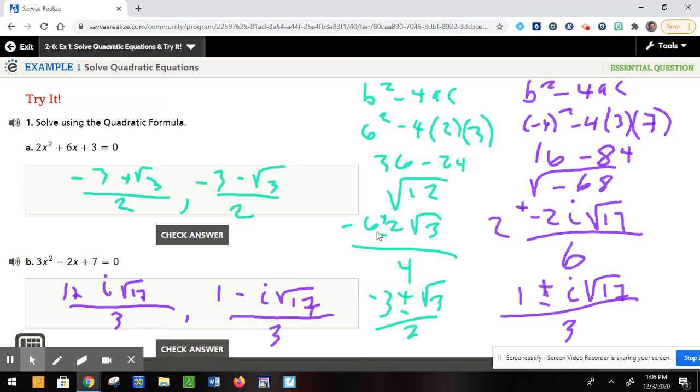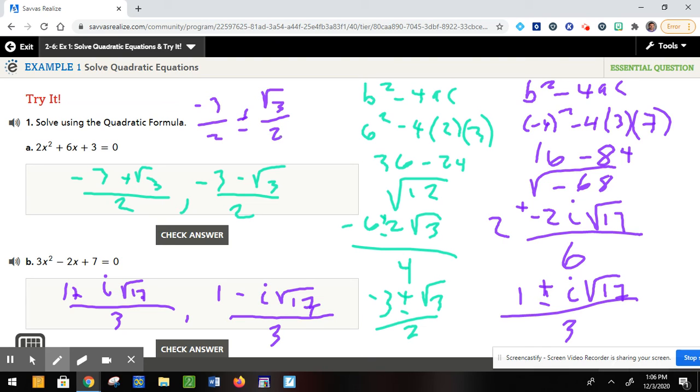And then you can take a 2 out of the 6, the 2, and the 4, and you end up with -3 plus or minus root 3 over 2. So I end up with -3 plus root 3 over 2, and then -3 minus root 3 over 2. I did notice that the book actually might want you to write it out as like -3 halves, and then plus or minus root 3 over 2. All means the same thing.